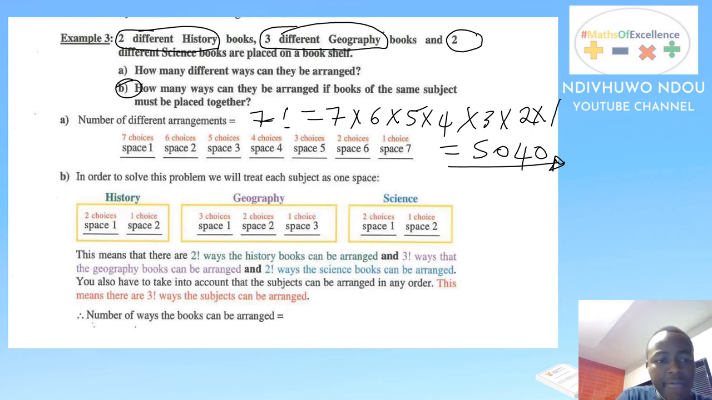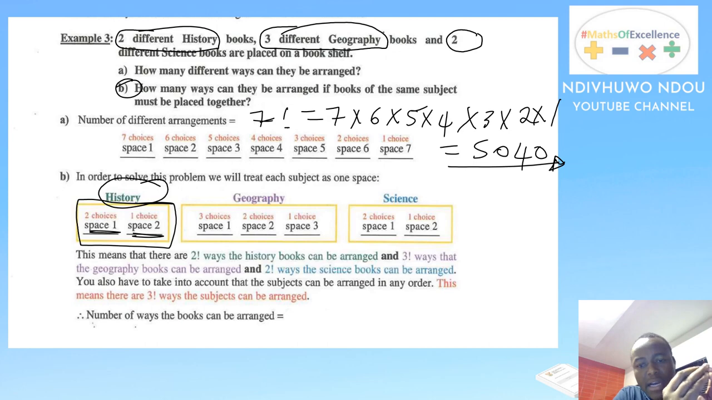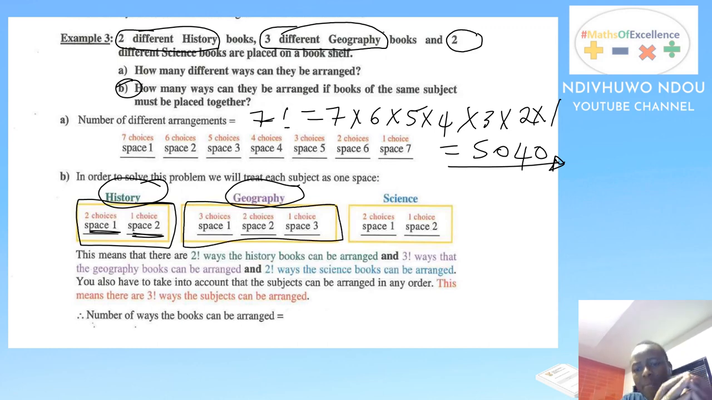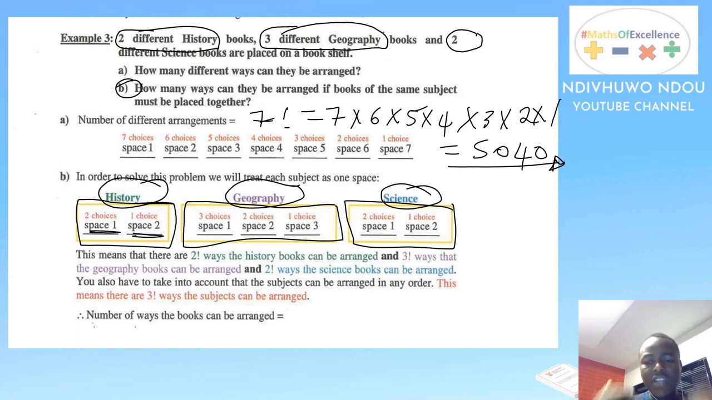So we have history books, right? It's 2 of them. So we must have 2 spaces for the books. So they must be together. We take them as like together in the same box, right? So we also have geography books. So we have how many of them? 3 of them. So they are also in the same box. So we also have science books. So they are also in the same box, right? So how many different ways can they be arranged if the books of the same subject must be placed together?